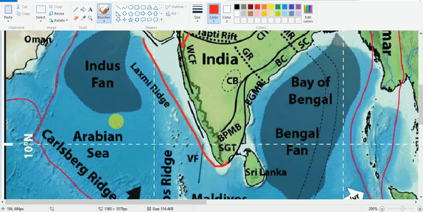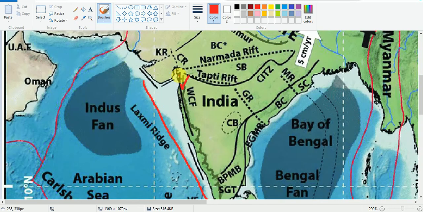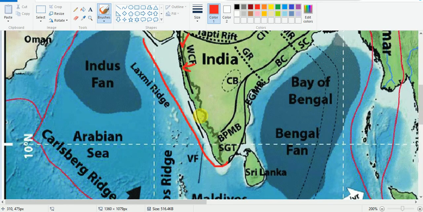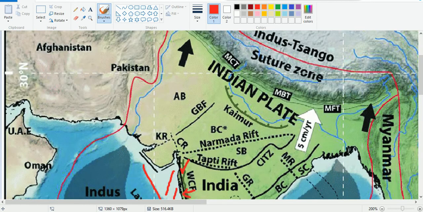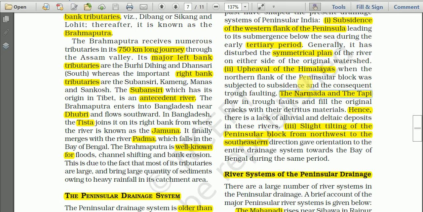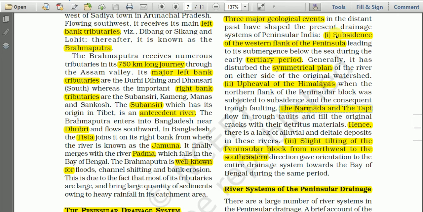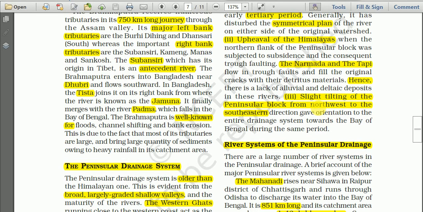See here, this is the fault line. This thick line is the fault line, and here is another faulting line. Along this there was subsidence. This section was subsided, and hence it becomes asymmetrical in nature. And this is for phase 1, Roman number 1.